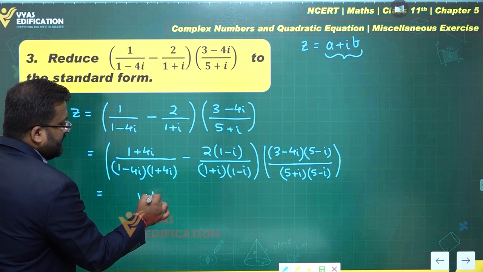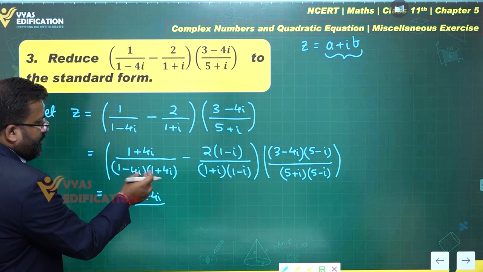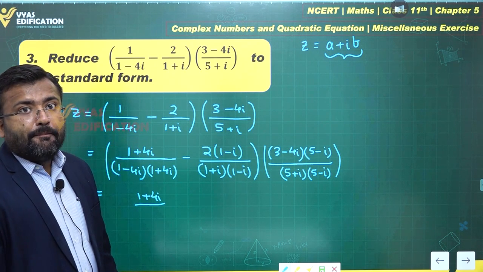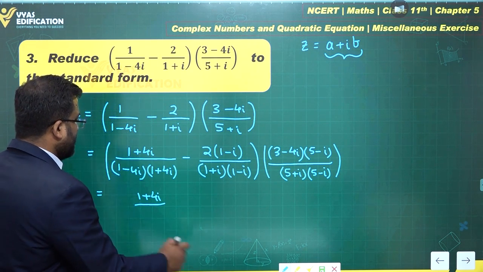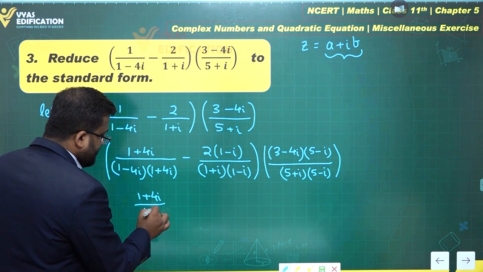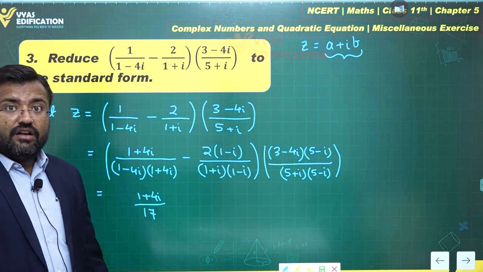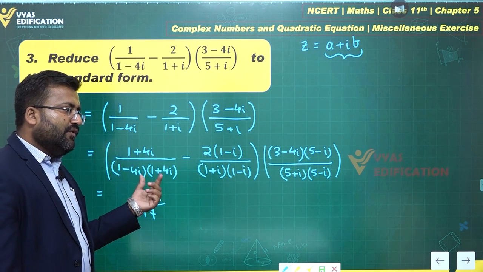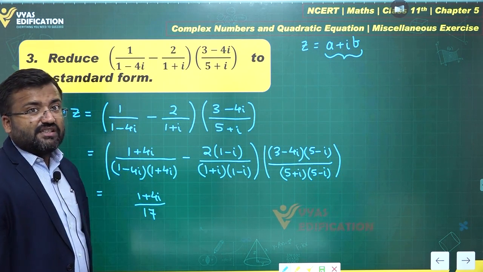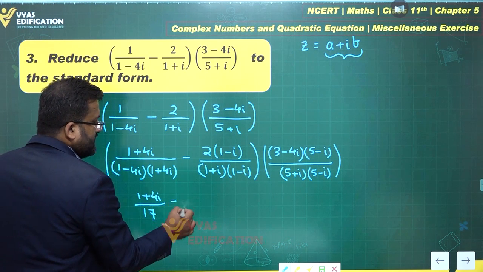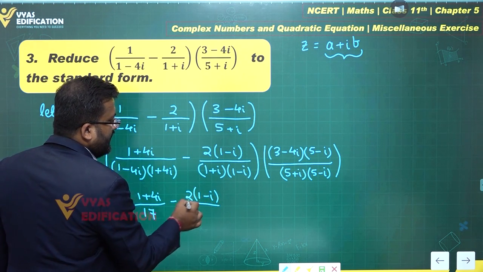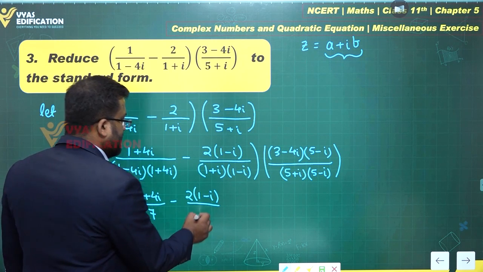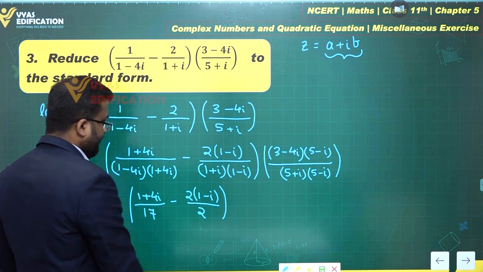What does this simplify to? This is 1 plus 4i, which is okay. What is this? This is 1 square minus 4 square i square, which is 16 times i square. 16 times i square would be actually minus 16, so minus of minus 16 plus 16. This will be a 17 in the denominator. Did we miss anything? No. This is 1 minus 4 square i square, right? 4 square is 16, i square is minus 1, so that will become 1 plus 16, which is 17. Minus 2 times 1 minus i is okay. What will this be? This will be 1 square minus i square, which is 1 minus minus 1, 1 plus 1, which is 2 in the denominator over here. This is what I'll be getting.